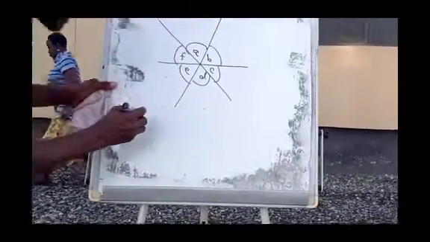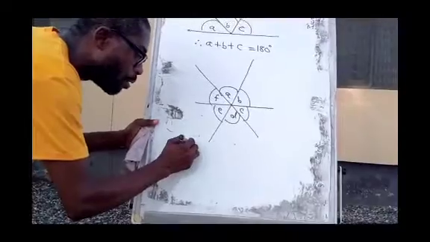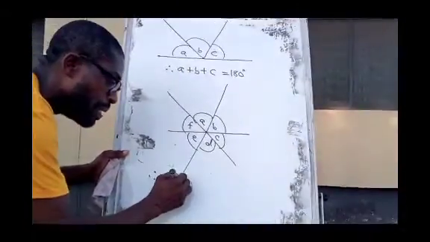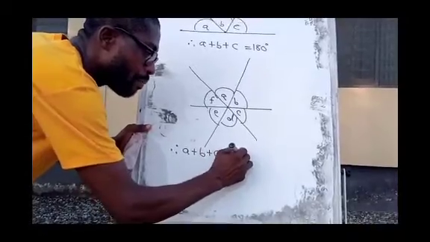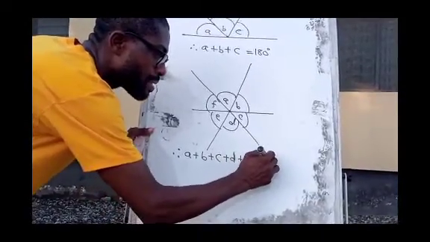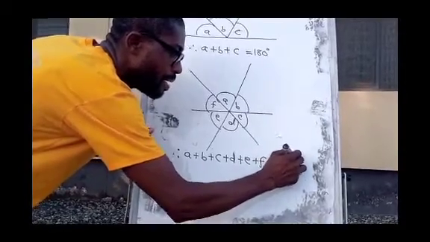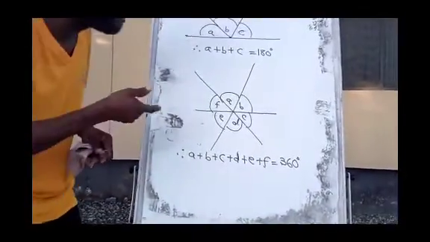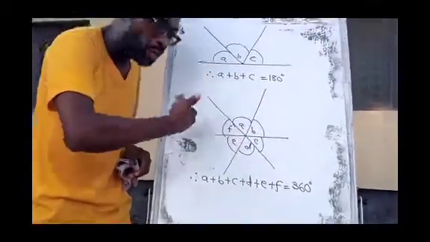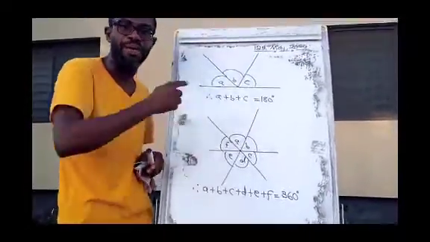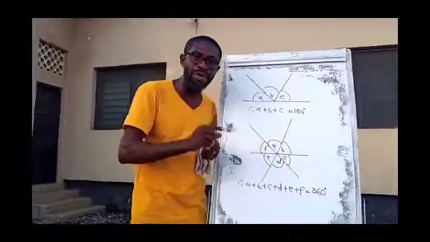So mathematically, we say that angles about a point, we have angle A plus angle B plus angle C plus D plus E plus angle F, all equal to 360 degrees, because they are behaving as if they are moving around a circumference of a circle. And that is the description of angles about a point.